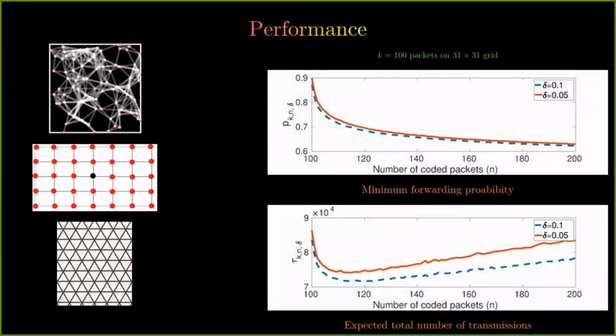Here, the top graph is the minimum forwarding probability p_k,delta, and the bottom graph is the total number of transmissions, tau_k,delta. Here, k was equal to 100 packets, and the x-axis on both these plots is the number of coded packets n, varying from 100 to 200. Let us look at the second graph first. Notice here that the red point that is indicated corresponds to the point where there is no coding, that is, k equal to n equal to 100.